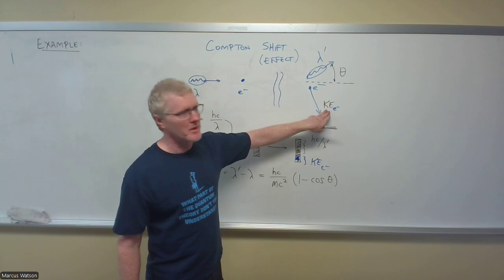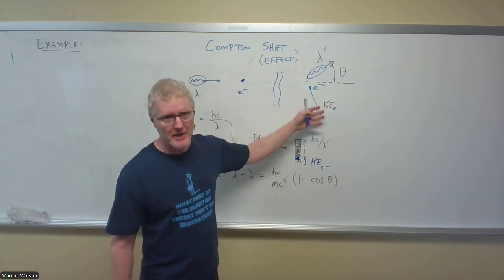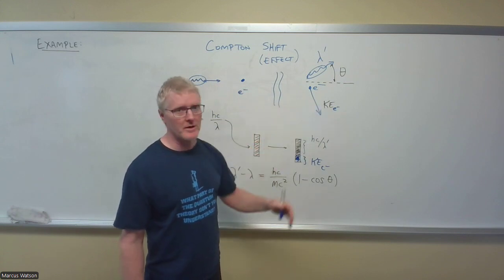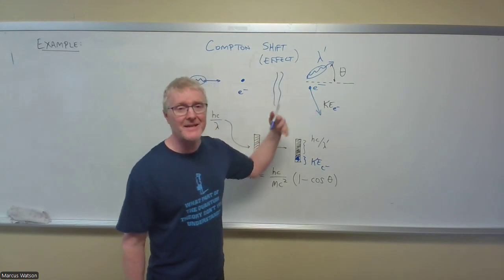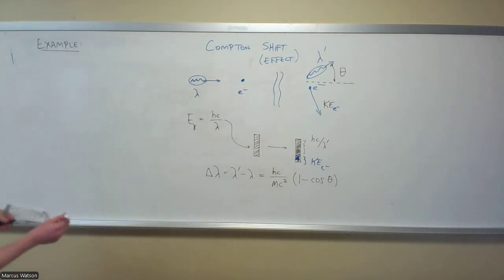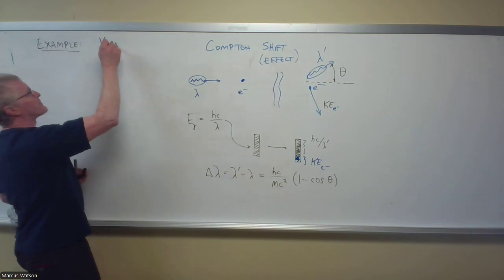Incidentally, I will add one more thing here. For us, this electron will be non-relativistic. You can imagine it gets a bit more complicated if this is a relativistic electron, makes things a little more complicated. So we will consider non-relativistic electrons. All right, let's start off with an X-ray.